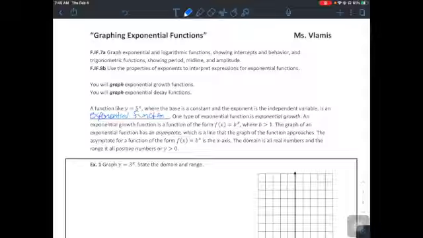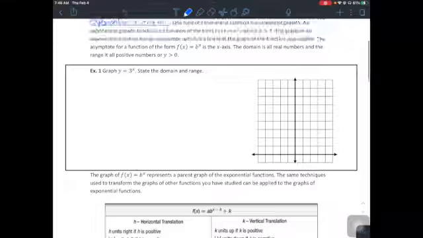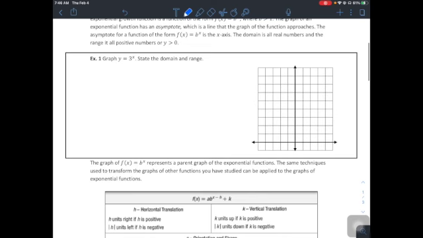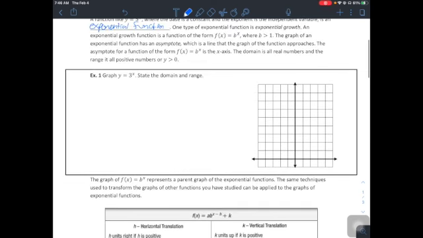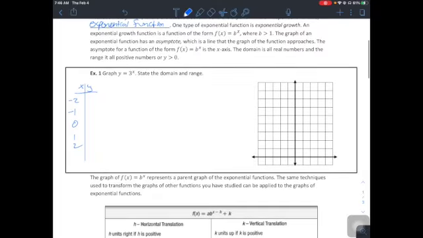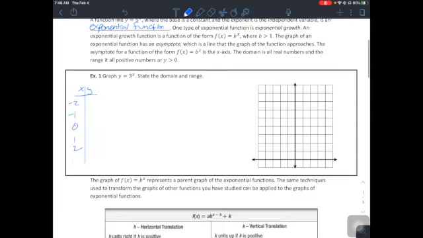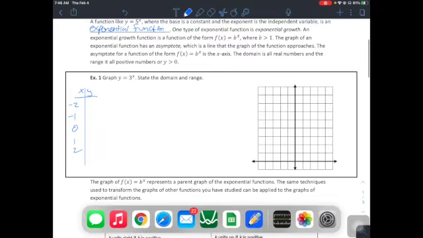Domain is all real numbers, and then the range would depend on that asymptote. For the most basic function, it's y is greater than 0, but we'll talk about the range with each one that we graph. So example 1, graph 3 to the x power and state the domain and range. When your exponent is just x, the easiest way to do this is to just plug in -2, -1, 0, 1, 2. When it's like x plus 3 or anything like that, I'll talk about how to find the numbers to plug in. So we're plugging these in for x.